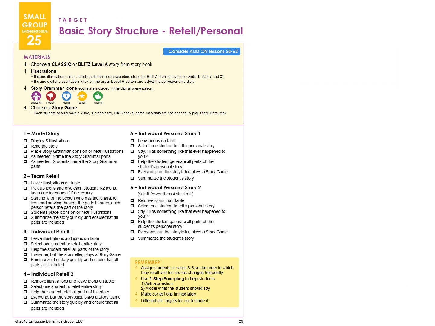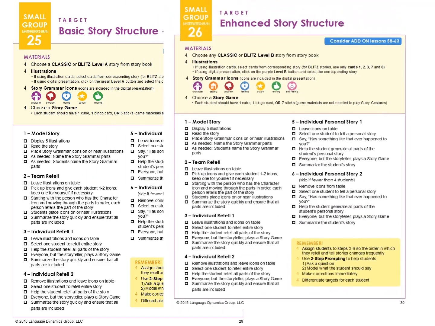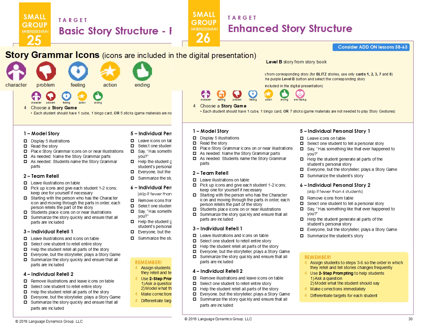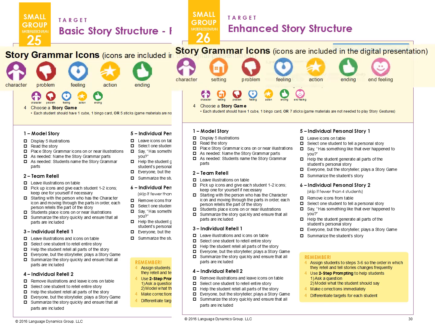So here's a basic story structure for a small group lesson. Notice at the top, it covers both retell and personal stories. There's also an enhanced story structure lesson that would be appropriate for level B stories. The major difference here is that the basic story structure has the 5 icons, and the enhanced story structure has the 7 icons with the setting and end feeling.